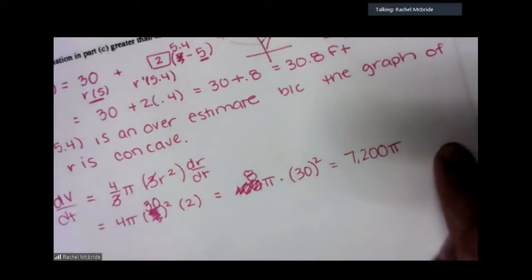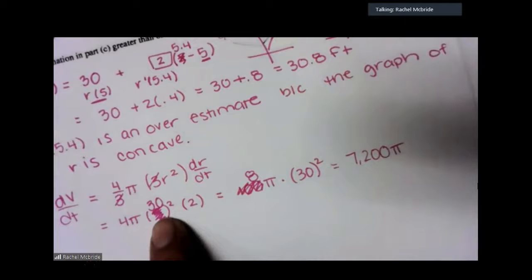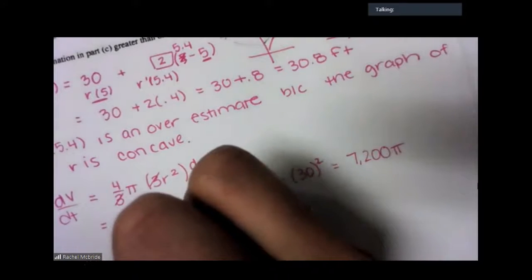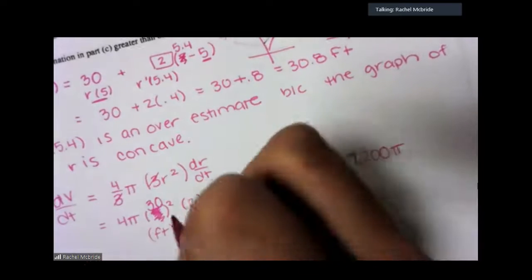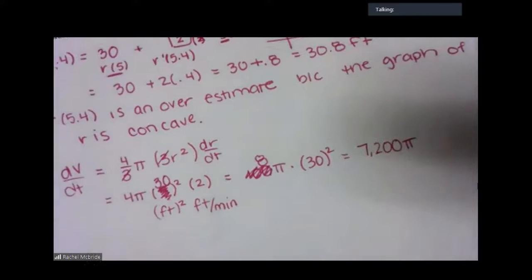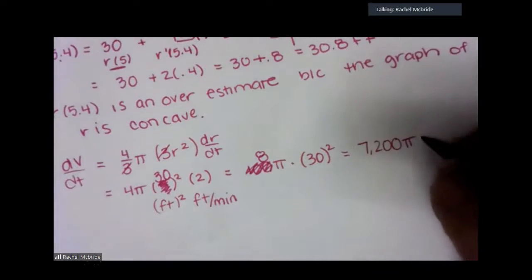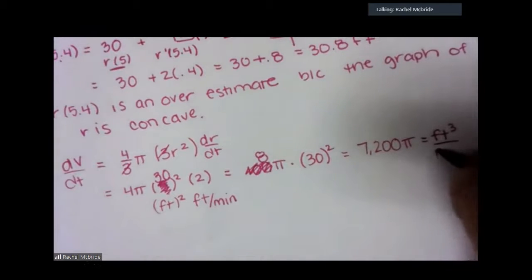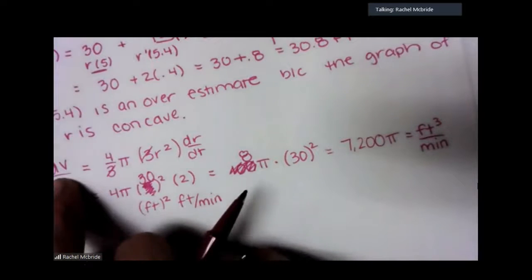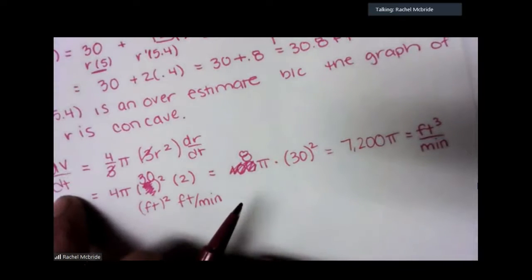My units, though, are a little trickier. If radius is in feet, we've squared our radius, so you have feet squared. dr/dt is feet per minute. Therefore, my units are feet cubed per minute, which should make sense because it's dV/dt, volume over time.